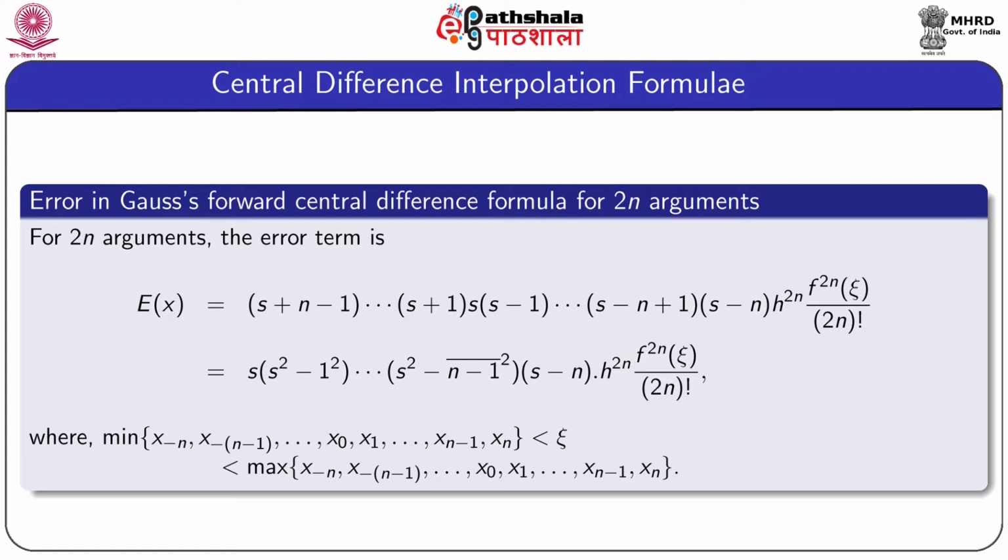Similarly, the error in Gauss forward central difference formula for even number of arguments is given below. E x equal to s into (s square minus 1 square) up to (s square minus (n minus 1) square) into (s minus n) into h to the power twice n into twice n derivative of f at xi by factorial twice n, and xi lies between the maximum and minimum values of the arguments.